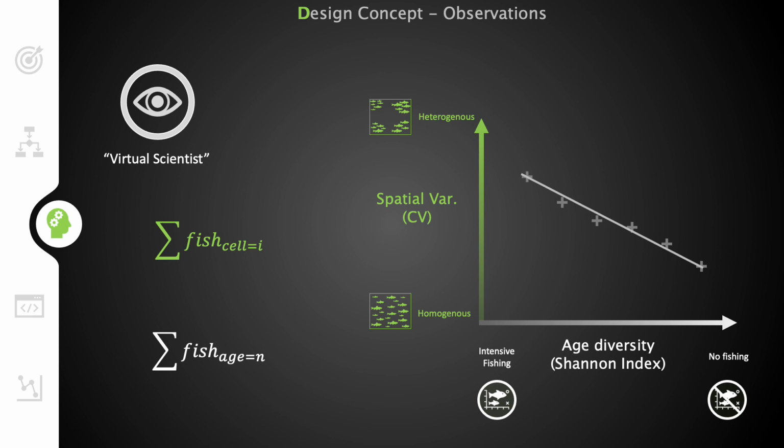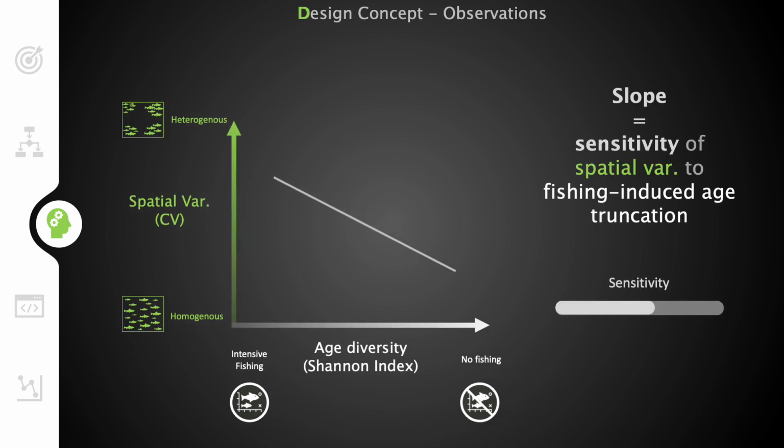And we focused our analysis on the relation between these two parameters by fitting regression lines across all 6 fishing scenarios and considering the slope as an indicator of the sensitivity of spatial variation to fishing-induced age truncation, with more negative slope indicating higher sensitivity and less negative slopes indicating lower sensitivity.